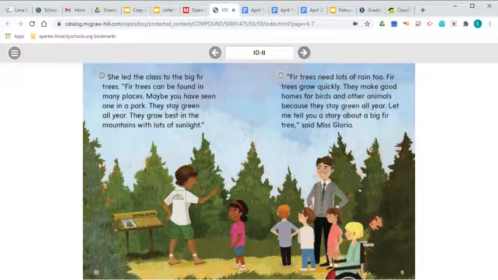Now, Miss Gloria is telling the class about fir trees here on page 10, and she says they stay green all year. So, do you see those fir trees in the illustration there? Have you ever seen a fir tree yourself? If you have ever had a live Christmas tree, then you've seen a fir tree. Fir trees need lots of rain too. Fir trees grow quickly. They make good homes for birds and other animals because they stay green all year. "Let me tell you a story about a big fir tree," said Miss Gloria.